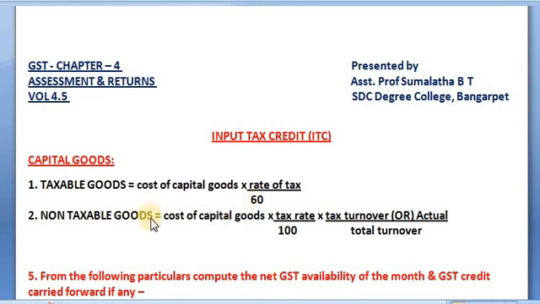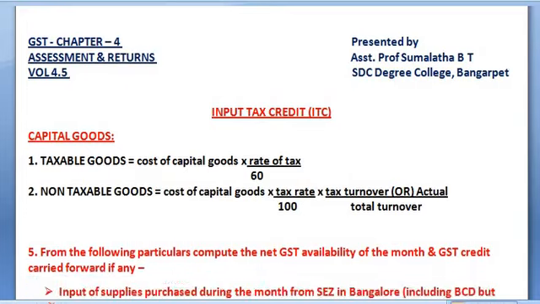Okay? And for non-taxable goods, cost of capital goods into rate of tax, that is the same tax rate, divided by 100, into taxable turnover or actual turnover divided by total turnover. So you have to be very clear whether the capital goods are taxable in nature or not. So now let us see one simple problem.